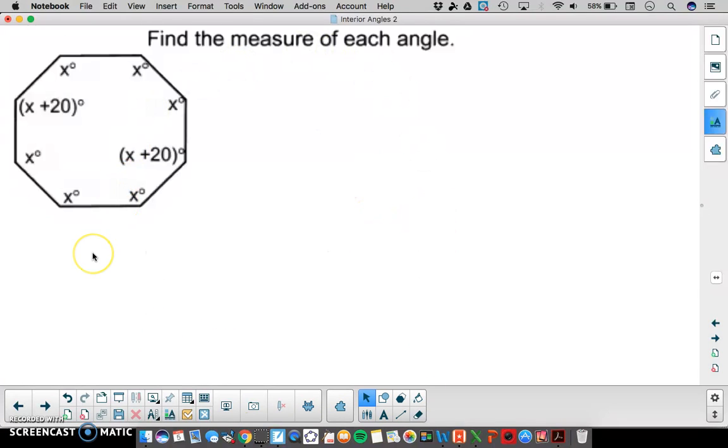Lastly, I want you to try this example. Find the measure of each of the angles of this polygon.